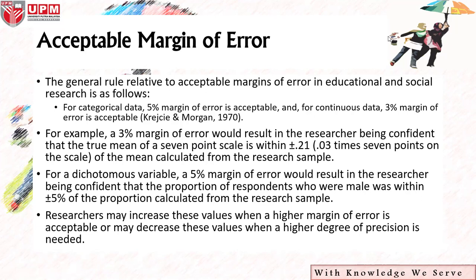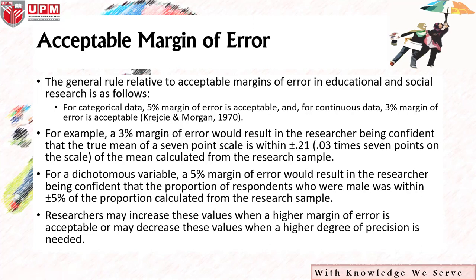Contohnya, for example, in our study, we are interested to use 7-point Likert scale, 7. Okay, so 7 multiplied by 3% equals to plus minus 0.21. Okay, and then, for a dichotomous variable, we use a 5% margin of error, which will result in the researcher being confident that the proportion of respondents who were male was within the plus minus 5% of the proportion calculated from the research sample. Yang ni untuk categorical data kita tak perlu darab sebab dia tak ada Likert scale.